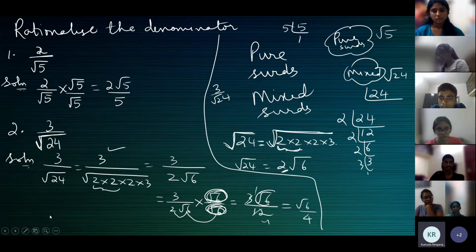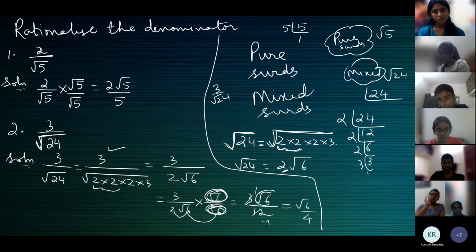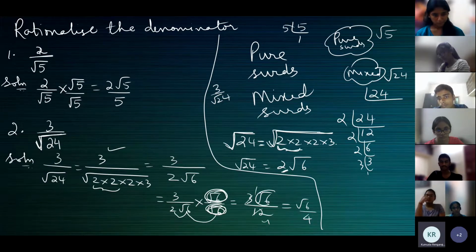So in the first one, you directly multiply and divide by root 5. In the second one, you will have to express root 24 as a mixed surd, 2 root 6. Then proceed with the rationalization. It is enough if you multiply and divide by root 6 because 2 is already rational.